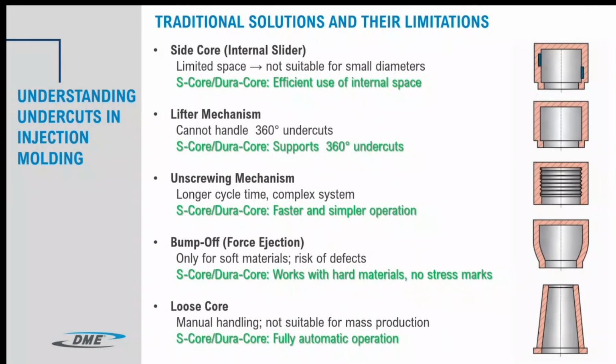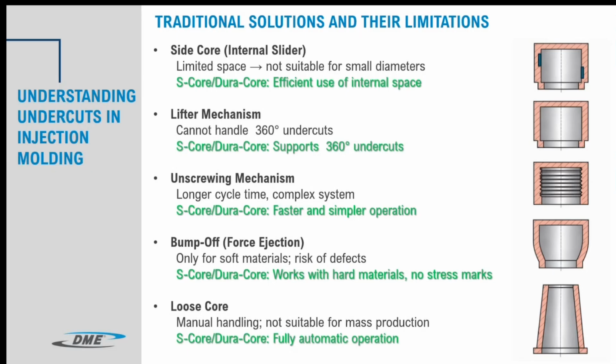One of the traditional ways to create an undercut is with a side core internal slider. One of the limitations with this option is that it won't do a 360-degree undercut, and it's not suitable for small diameters. Our DuraCore and S-Core products that we're going to explain throughout this presentation are capable of both. Another option is a lifter mechanism, and that cannot handle a 360-degree undercut where the Dura and the S-Core can.